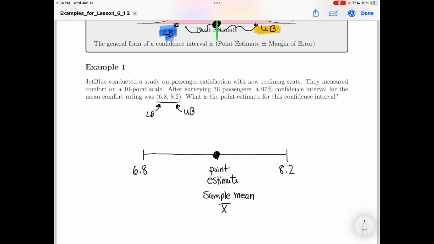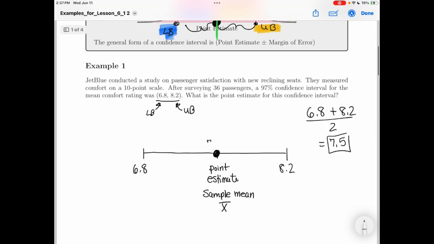Now, if you recall, we know how to find the midpoint between two numbers. We did that when we talked about frequency charts, and we needed to find the midpoint. To find the center between 6.8 and 8.2, we take 6.8, the lower bound, we add it to the upper bound, and then we divide by 2. That will give us our midpoint. So when we work that out, when we take 6.8 plus 8.2 and take that sum and divide it by 2, we get 7.5. So that's going to be the center of our confidence interval. So 7.5 is our point estimate.